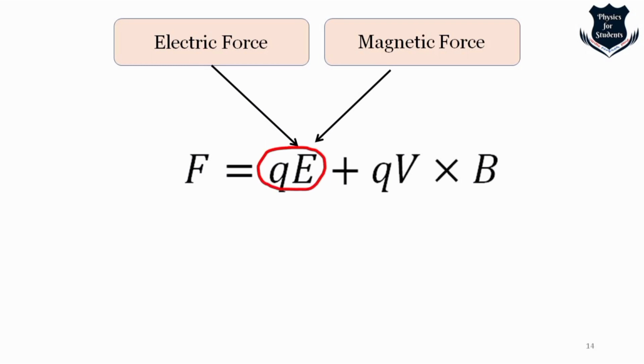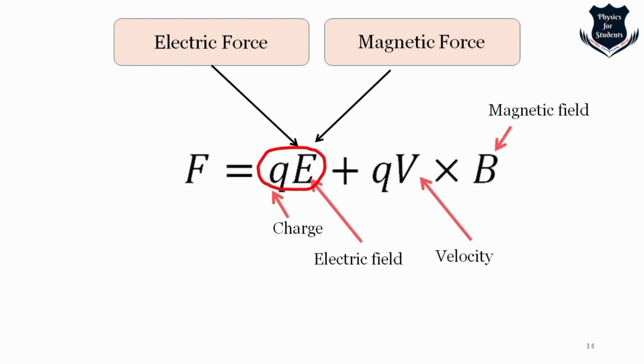So let us see what it is. Here q is the charge, E is the electric field, v is the velocity, and B is the magnetic field, right? So what does this equation suggest? It says that the electromagnetic force on a charge q is a combination of a force in the direction of the electric field E, which is proportional to the magnitude of the field and the quantity of charge, and a force at right angles to the magnetic field B and the velocity v of the charge, proportional to the magnitude of the field, the charge, and the velocity, right?